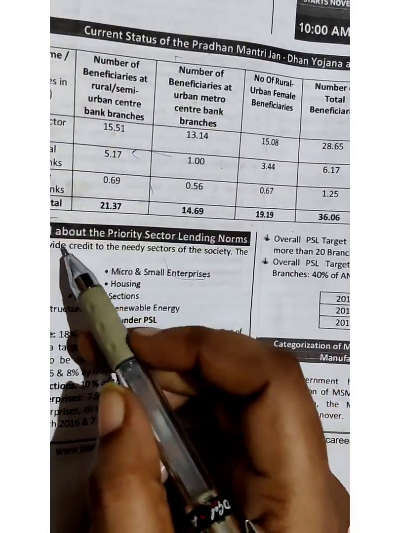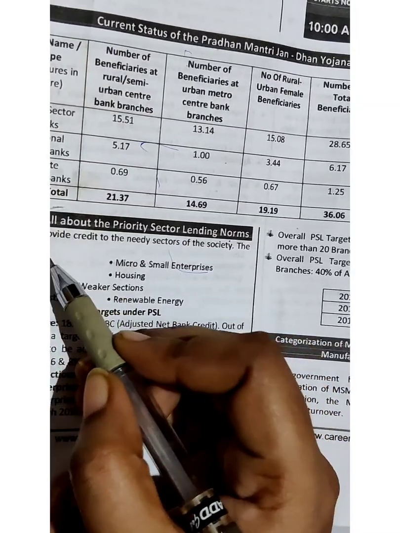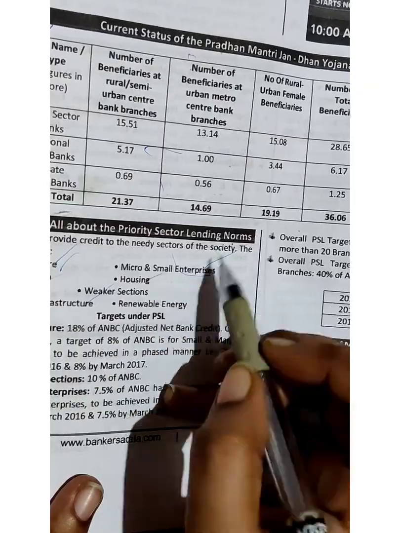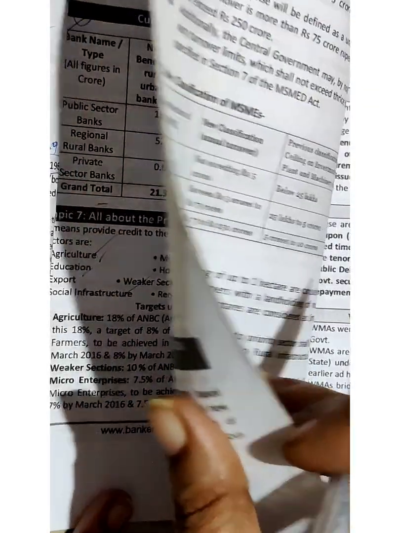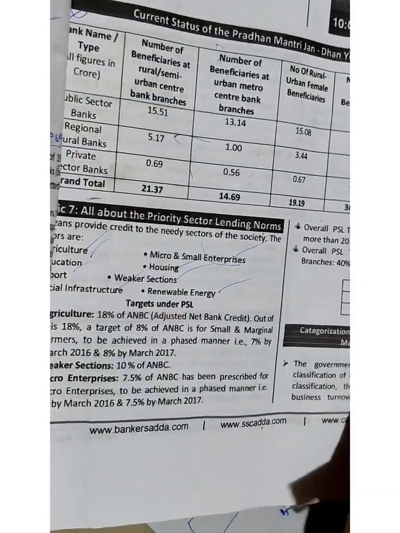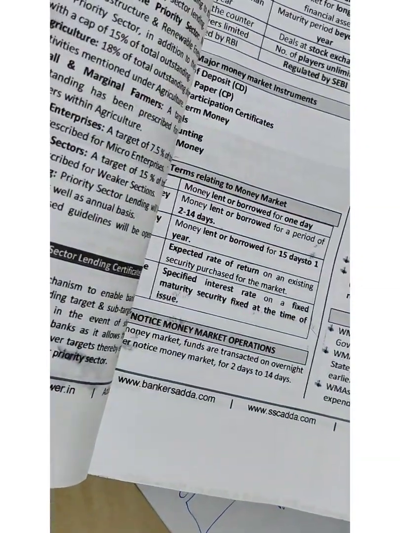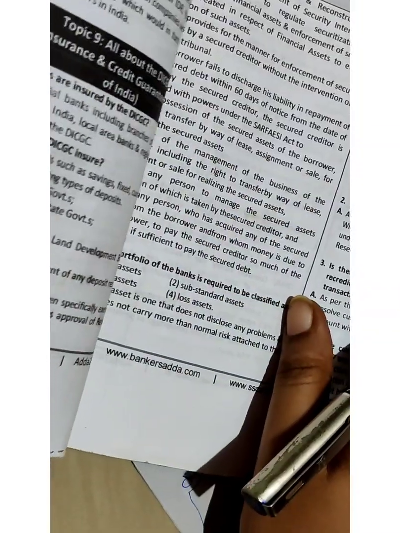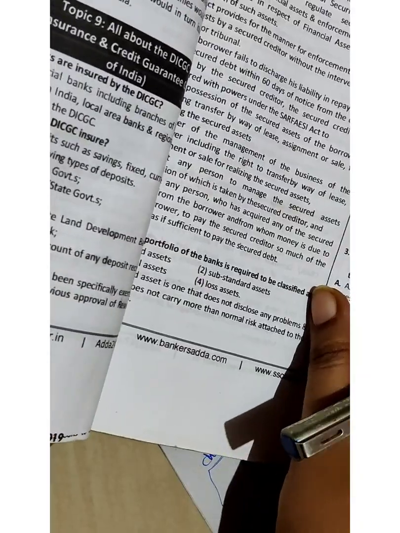And next one was all about priority sector lending norms. So what are the priority sector lending norms? Agriculture, education, export, social infrastructure, micro small and medium enterprises, housing, and renewable energy. Okay, and the next one was MSMEs. So this is also an important topic. Tomorrow we will cover MSMEs and financial markets, and also other money market instruments.